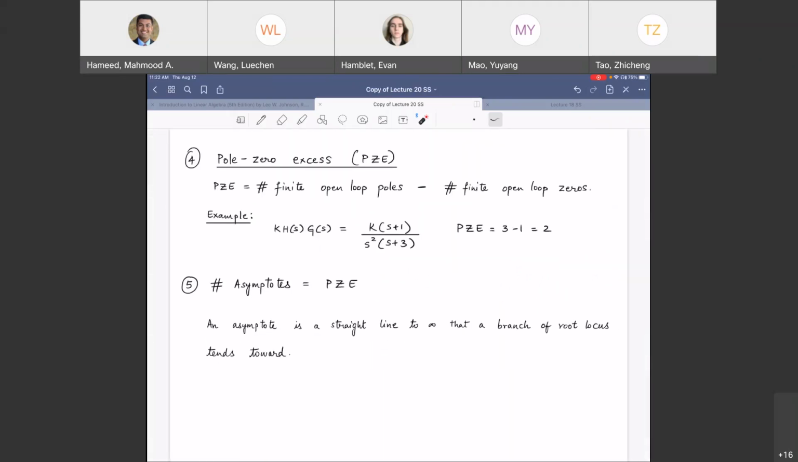Next, that simple pole-zero excess calculation is going to tell you how many asymptotes you are going to have. An asymptote is essentially a guiding path for the root locus. I typically draw it as a dashed line, and I use it as a guiding line for my root locus. I'll show you that with an example. So an asymptote is a straight line to infinity that a branch of the root locus tends towards, a guiding path for the root locus. So how many asymptotes are you going to have? Exactly the same as the pole-zero excess.